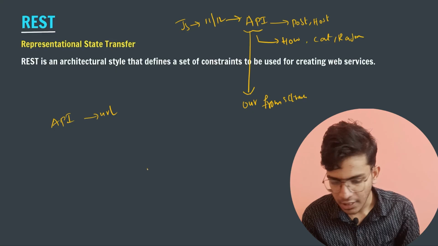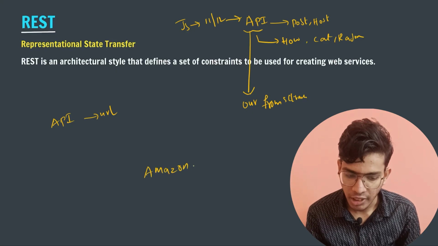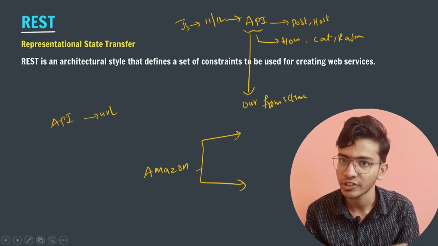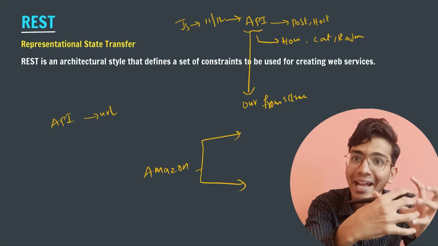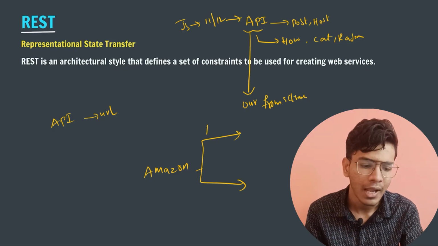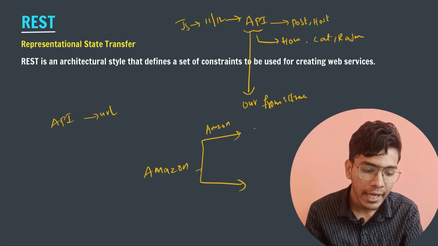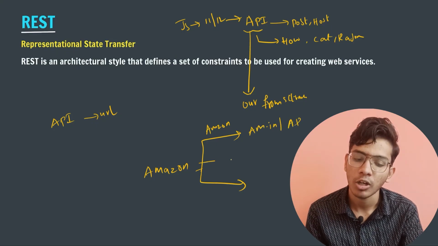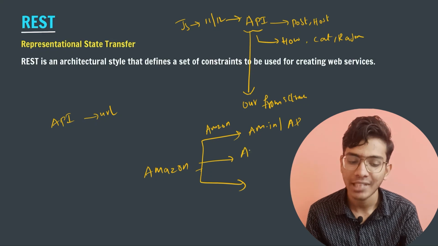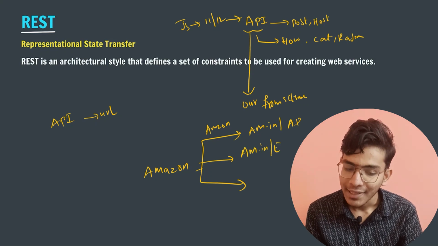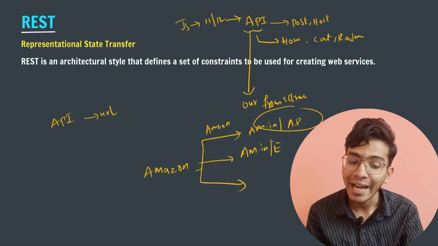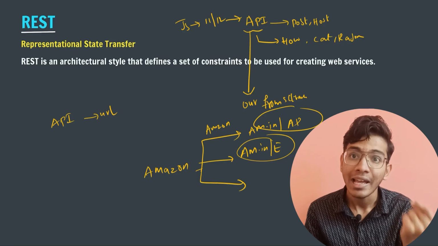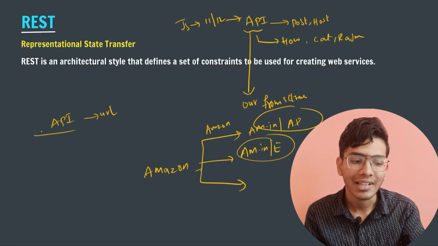Let us say there is an Amazon website. An Amazon website will have different paths, different routes, and we call that route an endpoint in itself. For example, if I click on Amazon Pay, then my URL will be Amazon.in / Amazon Pay. If I go to electronics, then my URL will be Amazon.in / electronics. So this is an endpoint in itself, and this is also an endpoint in itself, and we call this endpoint, this URL, an API.